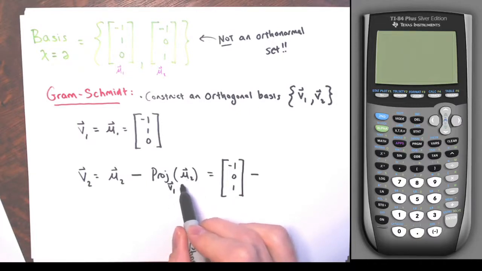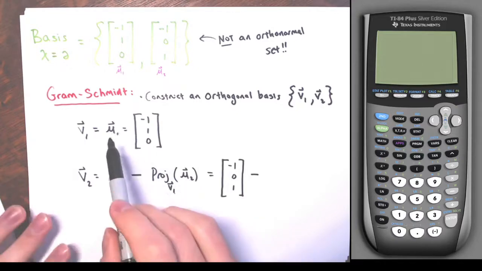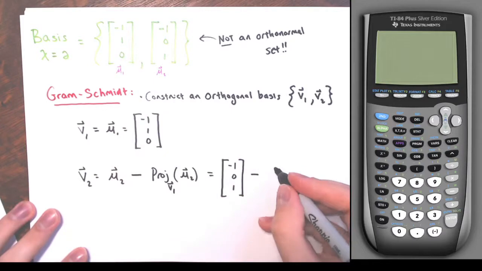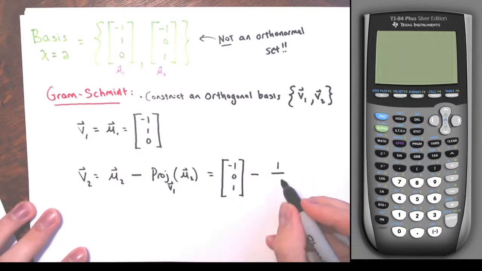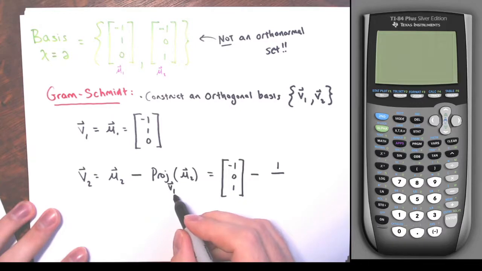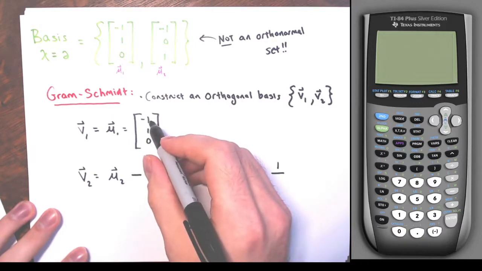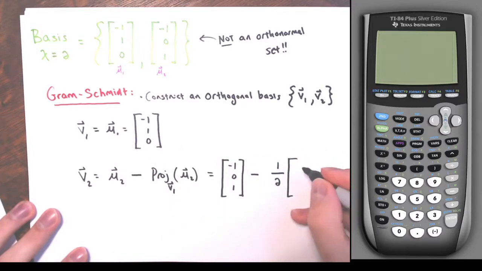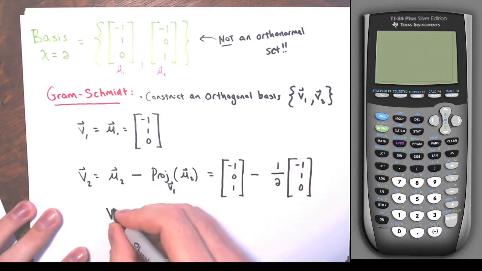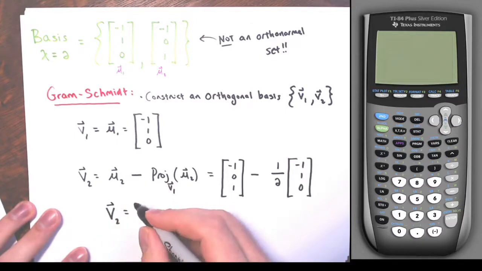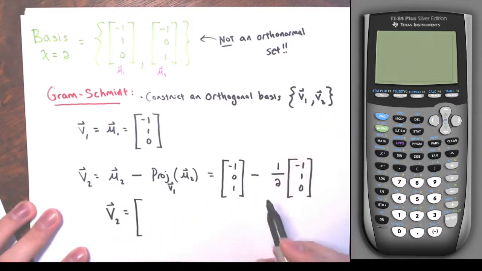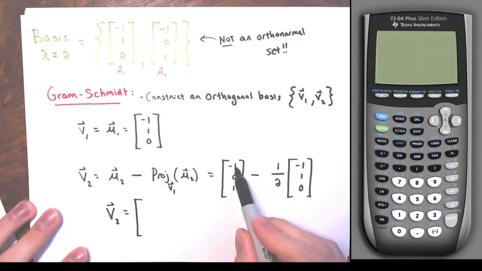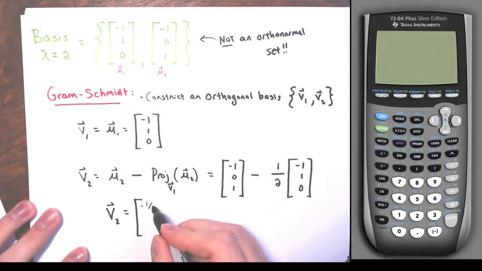and then times that vector you're projecting onto. So what is the dot product of v1 and u2? Well, I said it earlier, it was 1. So the numerator is 1 for the scalar. The denominator is the dot product of v1 with itself, which would be 2, since it's 1 plus 1 plus 0, times vector v1, negative 1, 1, 0. Putting these together, our second vector in this orthogonal basis is negative 1 plus a half, because you have minus a half times negative 1. Negative 1 plus 1 half is negative 1 half.